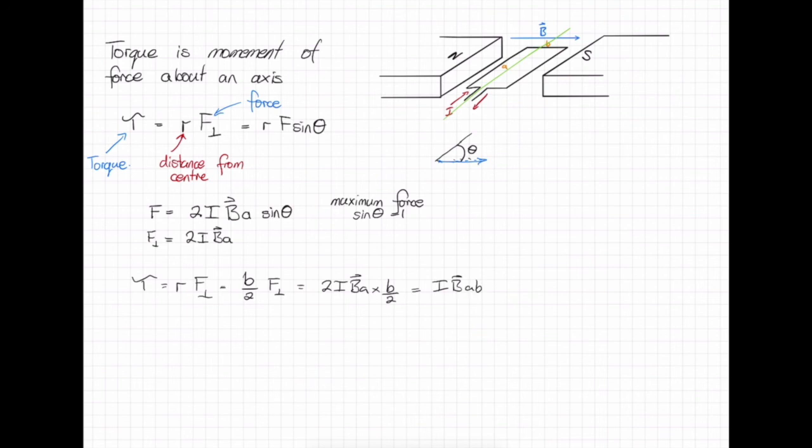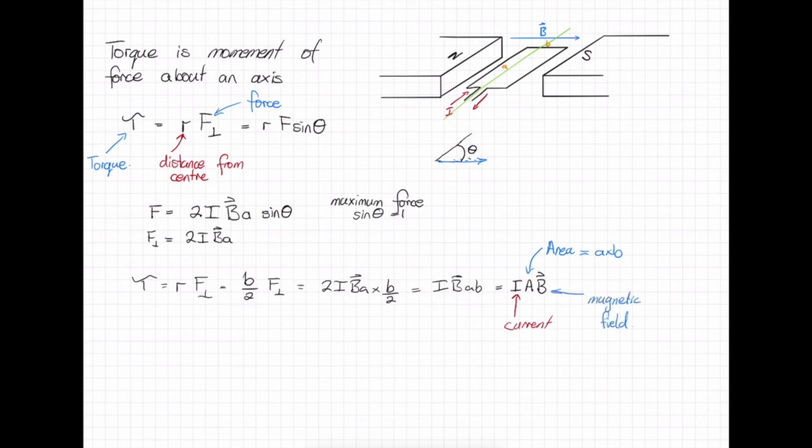IBAB. Now, we have a coil or a rectangle worth of wire that's sitting inside of it. So if we say that IAB, where A is the area, so that's just going to be equal to A times B. I is our current, and B is our magnetic field.